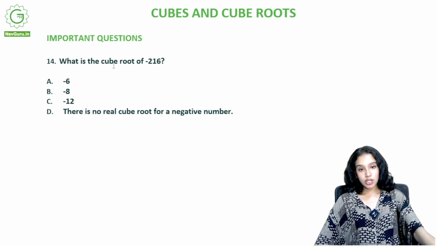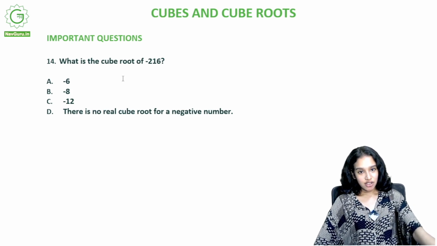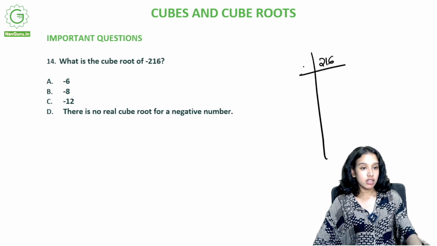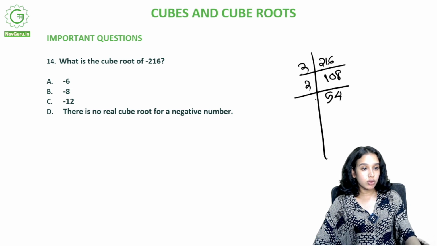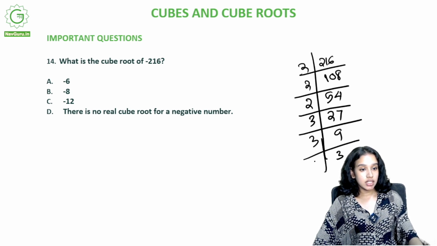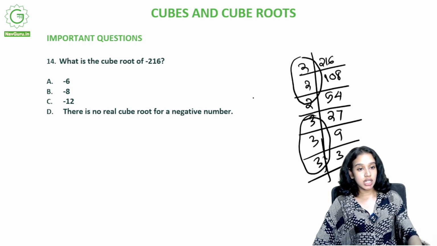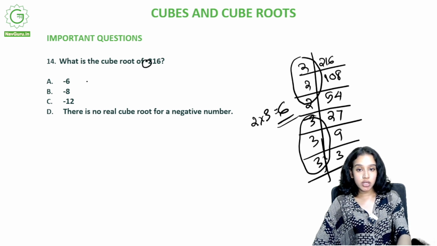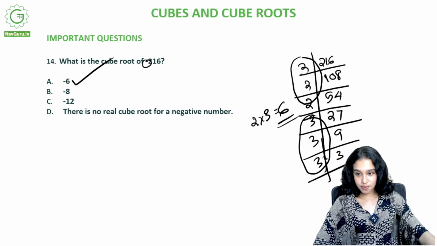Now, what is the cube root of negative 216? We just found out the cube root of 216, which is 6, but still we will just do it here. 216, 108, again by 2, 54, again by 2, 27, by 3 we get 9, again by 3 we get 3, again by 3 we get 1. So triplet of 2, triplet of 3, we get 2 into 3 equals 6. Now as it is a negative number, we put negative 6 and it's the answer.